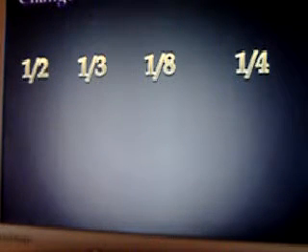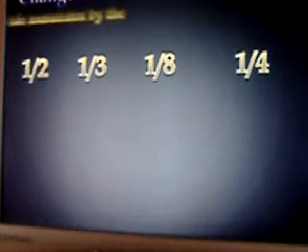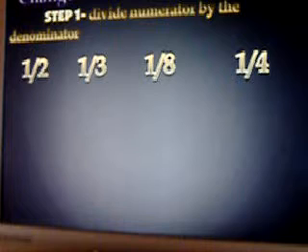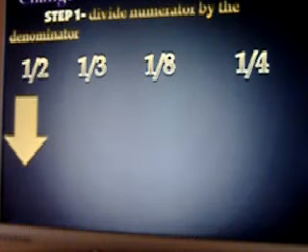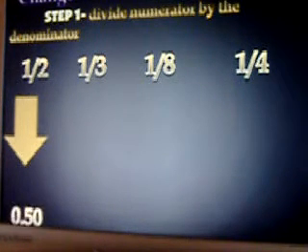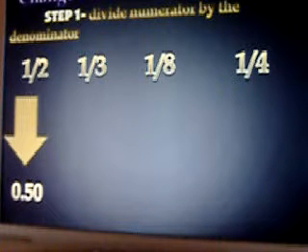In order to change these fractions into decimals, you have to simply divide the numerator by the denominator. Let's look at the first one, 1/2. If I take 1 and divide it by 2, I get 5/10.